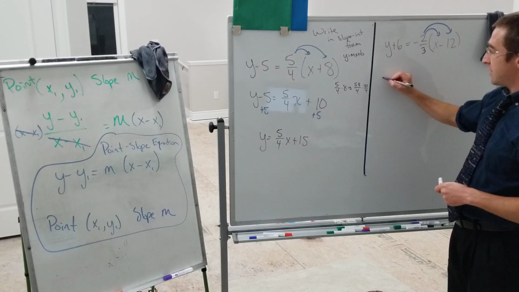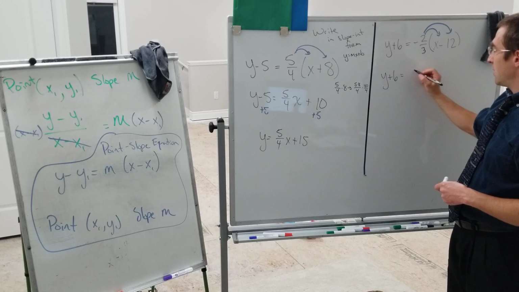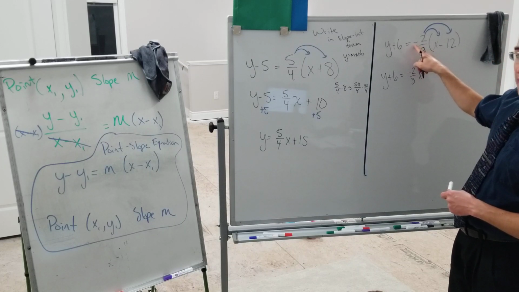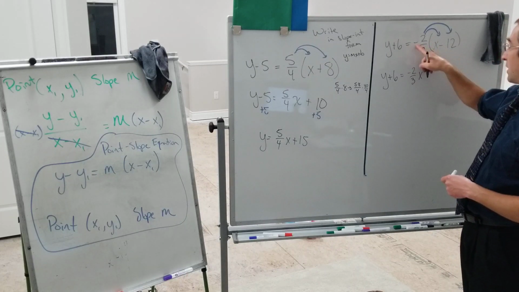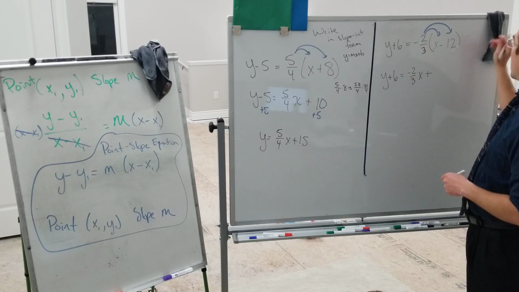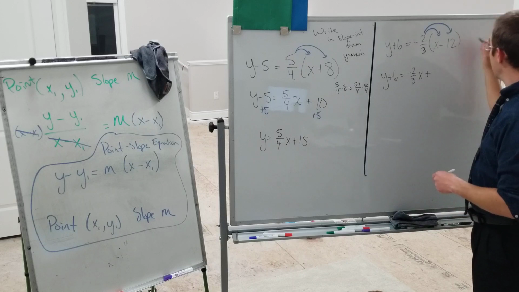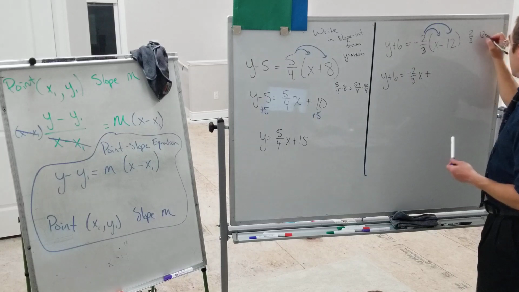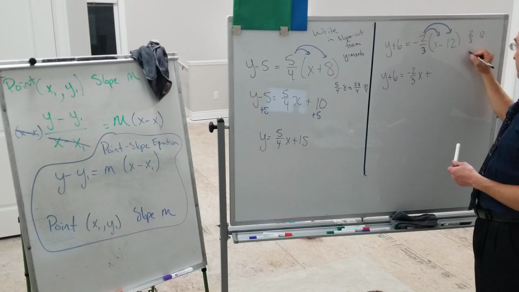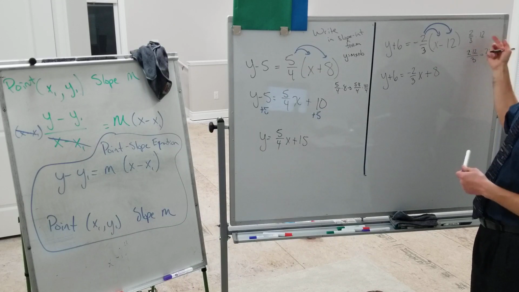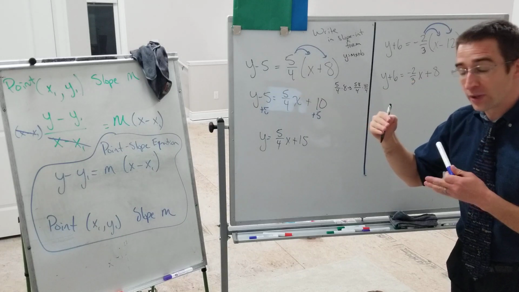So I have y plus 6, still on the left, equals -2/3 x. And then here I'm going to multiply -2/3 and -12. A negative times a negative makes a positive. Then 2/3 times 12: 12 times 2 divided by 3 is 24 divided by 3, which is 8. We could also have gone 12 divided by 3, that's 4.